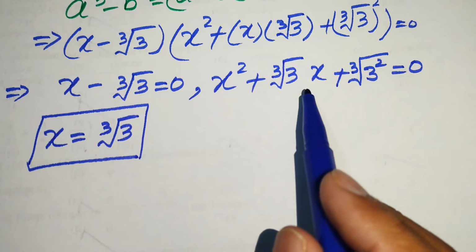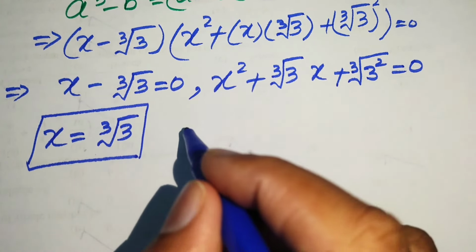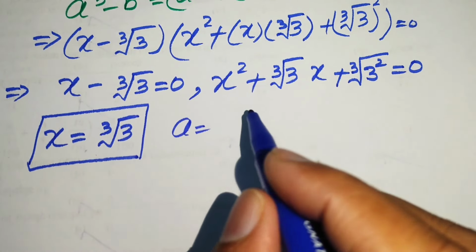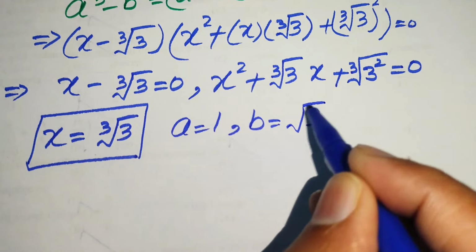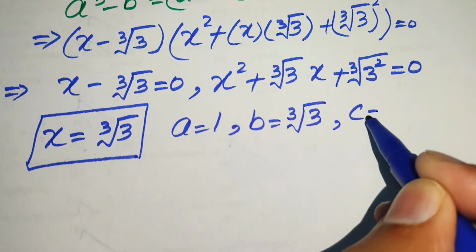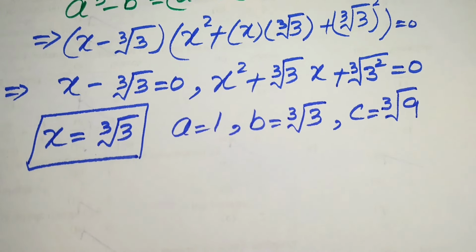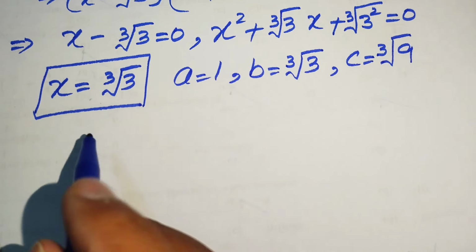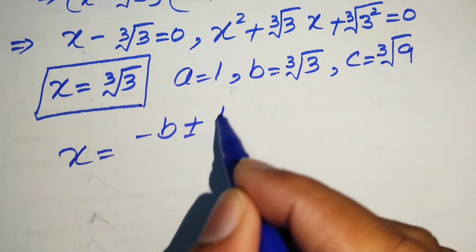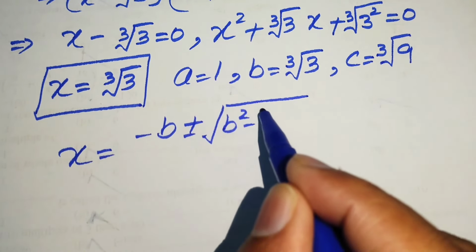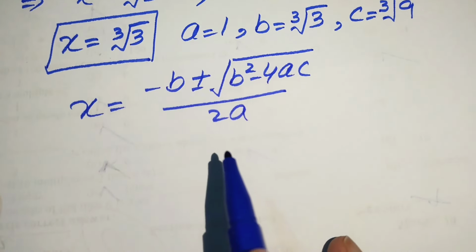And now this is the quadratic equation in the x variable, so we solve this equation by using the quadratic formula. First we write the coefficients of this equation: a equals 1, b equals cube root of 3, and c equals, here you see that 3 square becomes 9, so it is cube root of 9. And now we write the quadratic formula in this form: x equals minus b plus minus square root of b square minus 4ac, divided by 2a. This is our quadratic formula.